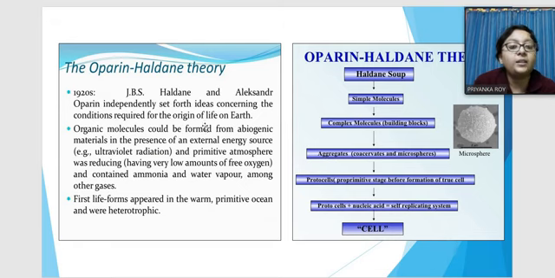So J.B.S. Haldane and Alexander Oparin, in the 1920s, independently set forth the ideas of how exactly life originated on earth. They first tried to understand the pre-life earth, like before life originated, how was the environment? Based on that, they tried to understand what the chemical reactions in that kind of atmosphere could be, and how they can lead to the formation of a cell. So this is also known as Haldane's soup.